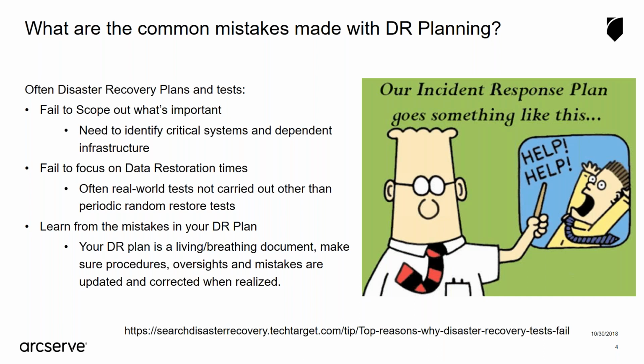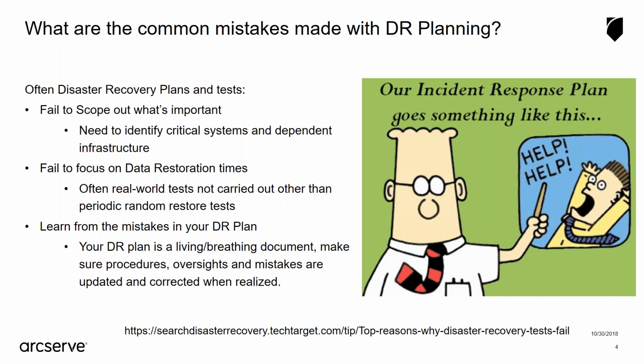And also learn from your mistakes. There's no shame in saying that we made a mistake in our plan and we just need to update it. We didn't take this into consideration, or we've now tested this and we realize that procedure doesn't work. There's a couple of missing steps that need to be put in. Your DR plan should be a living, breathing document. It's like a best practice document. It shouldn't just be a one-off process. It should be constantly being updated. It should be an electronic document that you can edit and post, and make sure procedures and oversights and mistakes are updated and corrected when realized.